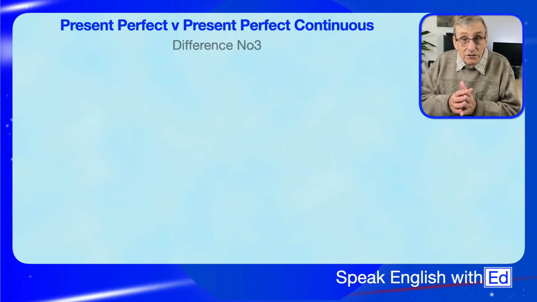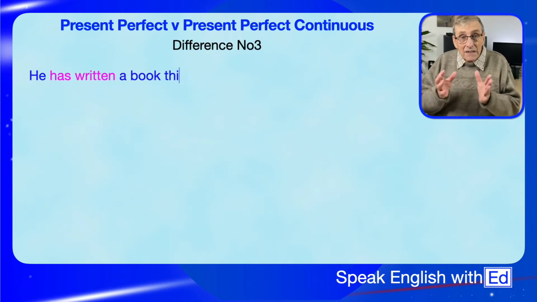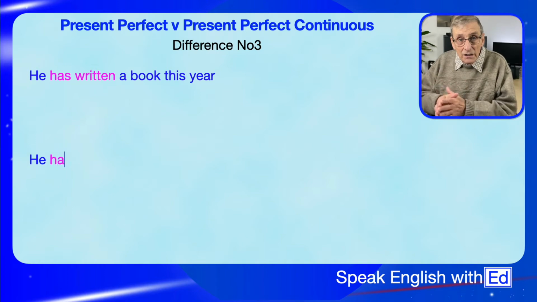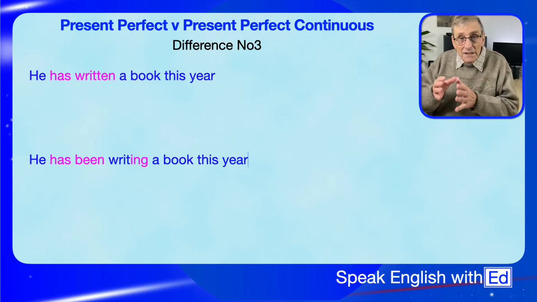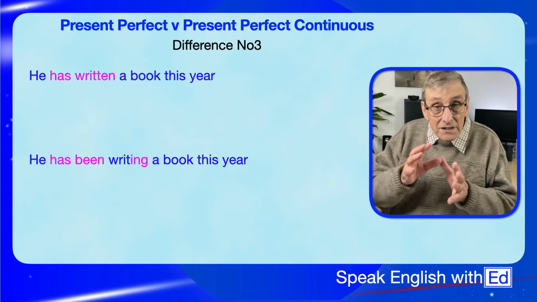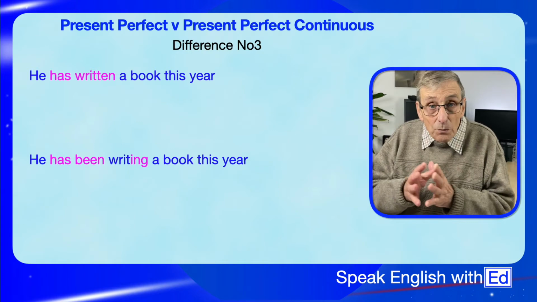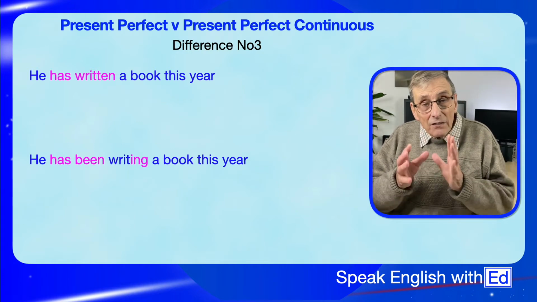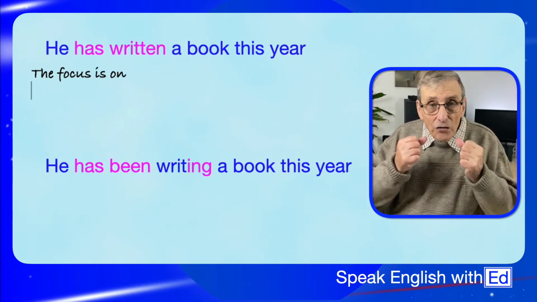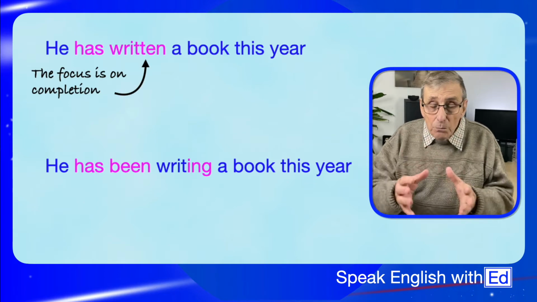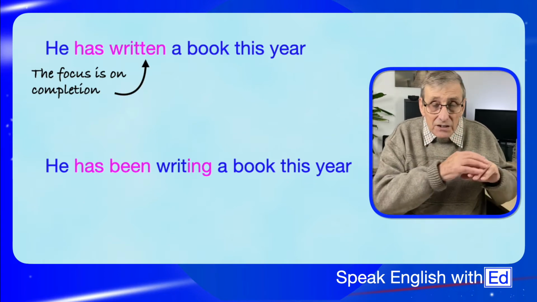So now we're on to difference number 3. He has written a book this year. He has been writing a book this year. So we've got, again, very similar sentences, but slightly different. The first one, he has written the book. This is focusing on the completion of the job. The book is written, it's done with, it's finished.